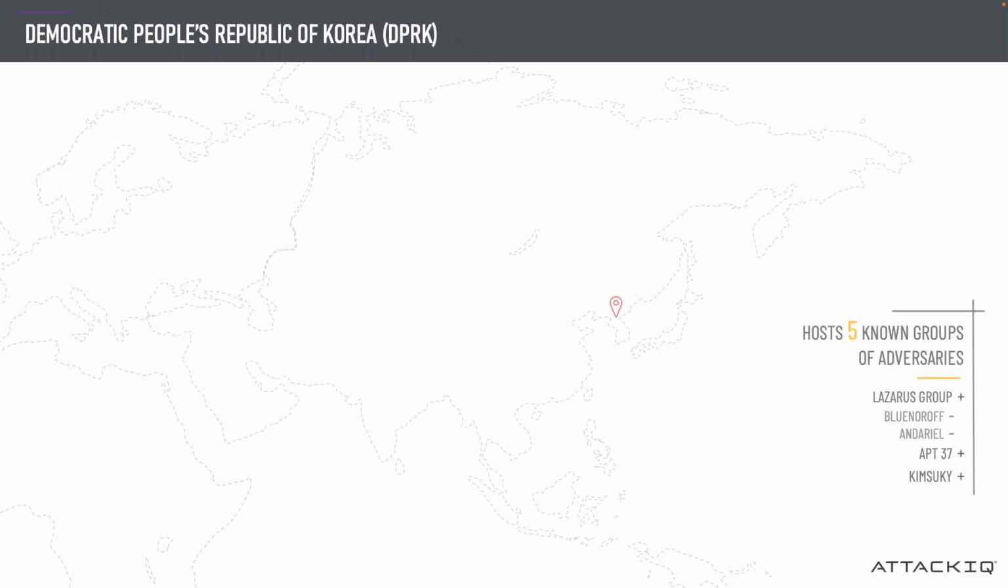Alrighty. So North Korea as a country is home to 5 known adversaries, and these are the Lazarus Group and its 2 subgroups, BlueNoroff and Andariel, APT-37, and Kimsuky. In this opportunity, we will be presenting the contents released for the first 3 groups, which we selected due to their higher relevance for all regions and industries in the world. So we are starting with Lazarus. Next slide, please.